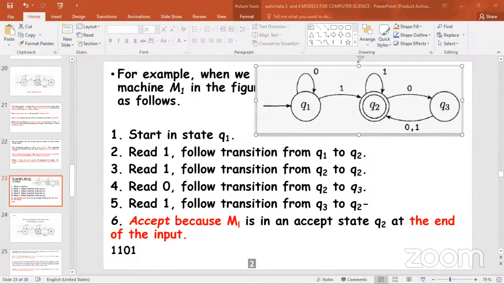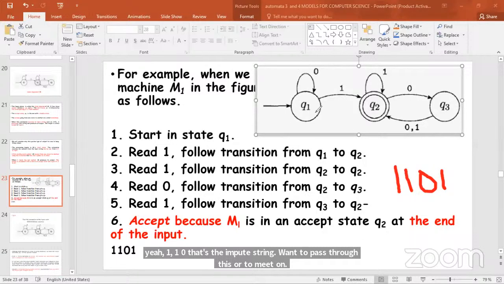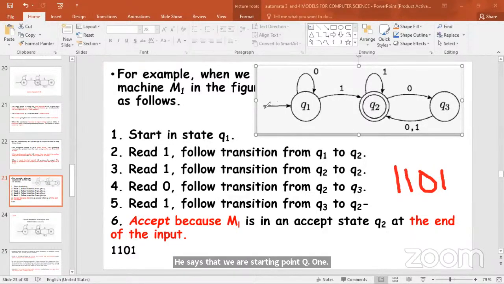Let me explain again. You have 1, 1, 0, 1. That's the input string we want to pass through this automaton. Here it says that we're at the starting point Q1. How do we recognize the starting point? Where the arrow points to from nowhere. Then we know that this is where we are supposed to start any form of calculation from. Whatever is happening behind this place, we don't care.